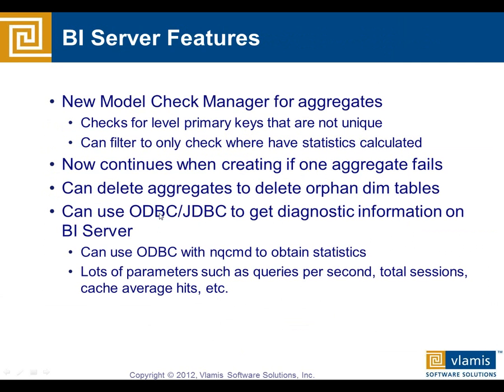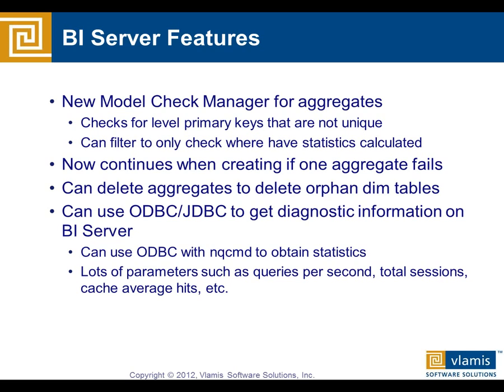All right, so some of the features in BI Server, there's a new model checker manager for aggregates. It checks for things like level primary keys that are not unique. You can also filter to only check where you have statistics calculated on that. Also, it'll continue on creating aggregates even if one aggregate fails, which is the type of thing you run into when trying to do this. Oops, I don't want you to kill the entire job just because one aggregate table failed. You can delete the aggregates to delete the orphan dimension tables, for instance, that are not used.